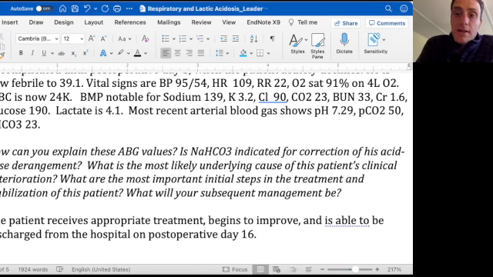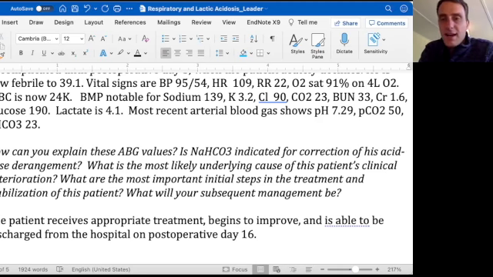Good. You're right. So you would expect that bicarb to be elevated to be compensating for this respiratory acidosis. However, it's inappropriately normal. The bicarb should be elevated, but it's not, which means that there's some metabolic cause that's causing that bicarb to be lower than it should be, which means that there's a metabolic acidosis going on as well. Very good.